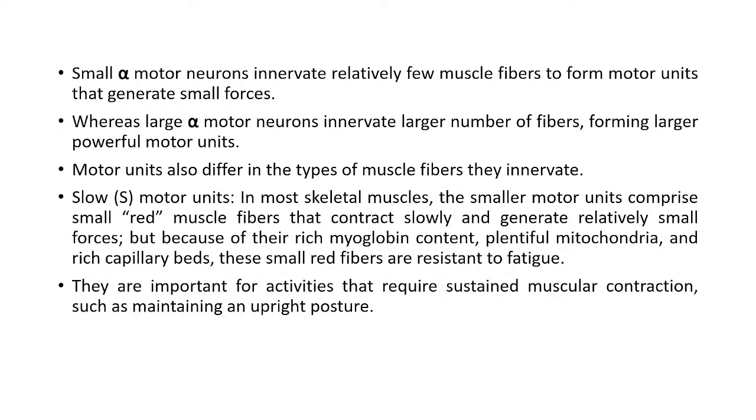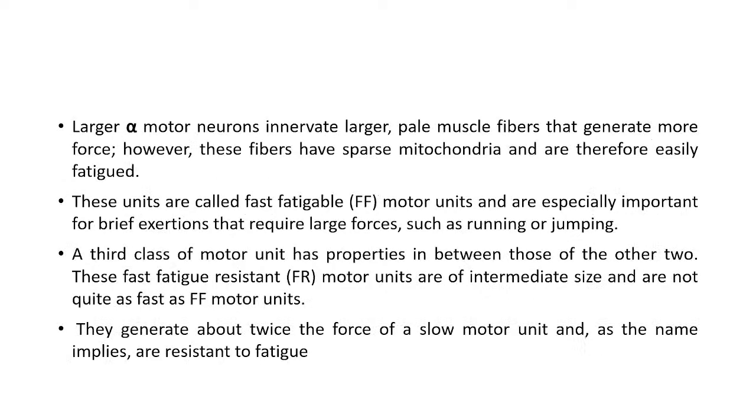Then we have F type motor units, which contain larger muscle fibers but a lesser degree of blood supply. They appear somewhat white in color. They are also called white muscle fibers. So these are red muscle fibers. Another are the larger alpha motor neurons, which are innervating larger pale muscle fibers that generate greater force but for a shorter duration of time.